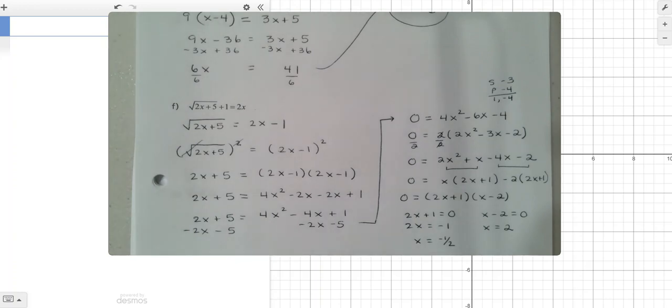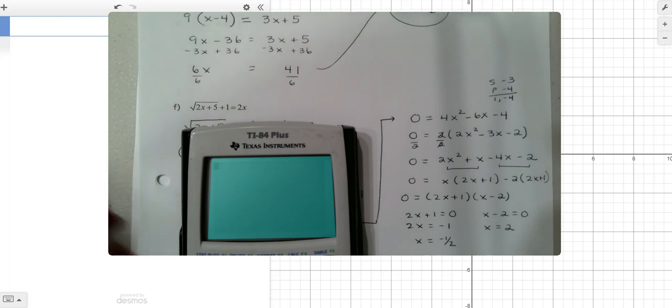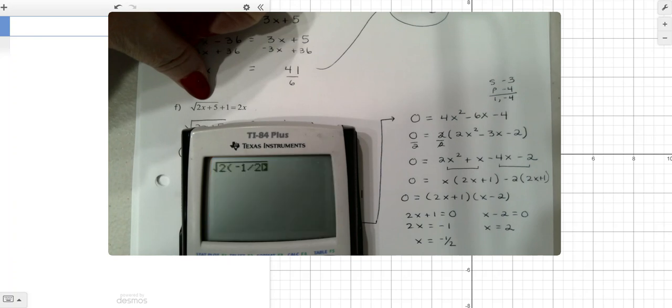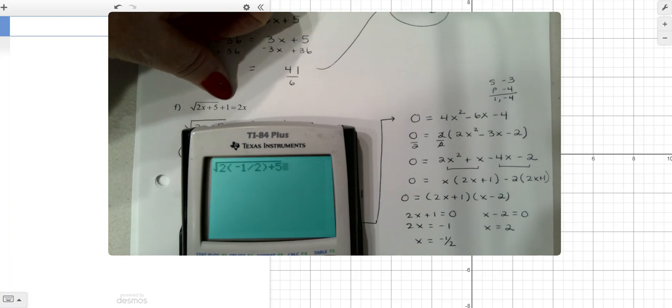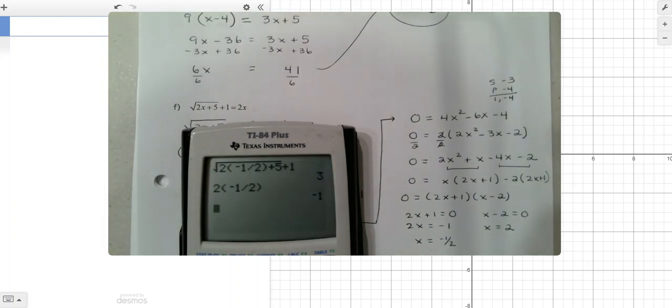I'm going to try the negative 1/2 first. So if I have the square root of 2 times negative 1/2 plus 5, and then add 1, that's supposed to equal 2 times negative 1/2. And of course, those are not equal. So this guy was an extraneous solution. Doesn't work.